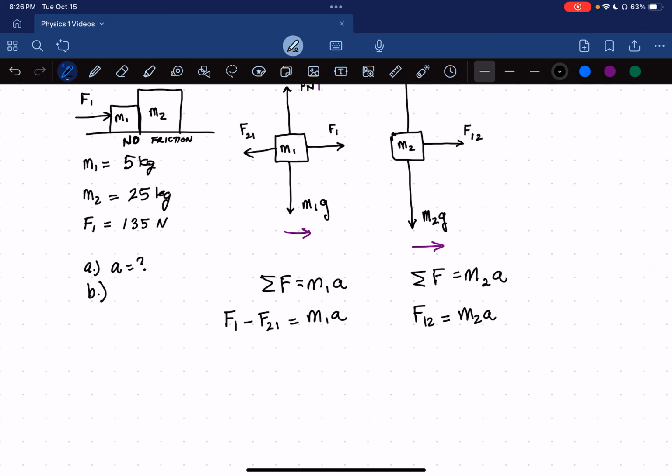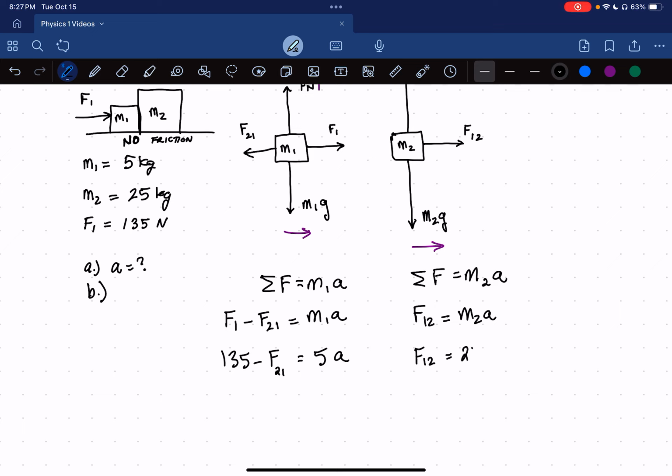Cool. And let's plug in some numbers to see what we're working with here. This is 135 minus F21, which we don't know what that force is, equals m1, which is 5, times a. Okay, I'm going to be very careful and write this as a subscript down here. I almost get into that bad habit of writing the subscript a little bit too large. And clearly we have two unknowns in this equation. We're kind of stuck. Over here we'll continue.